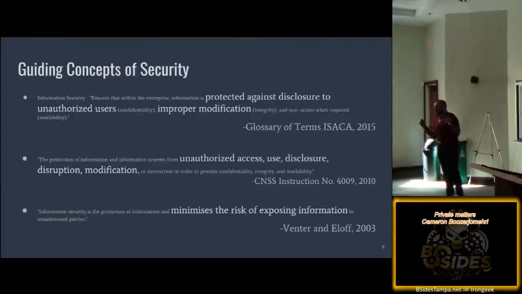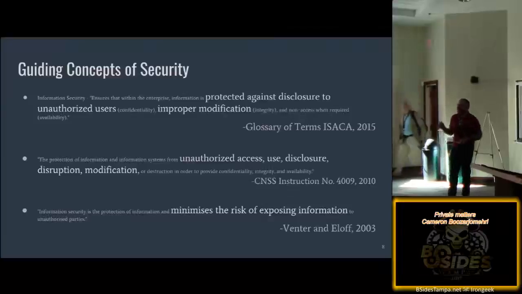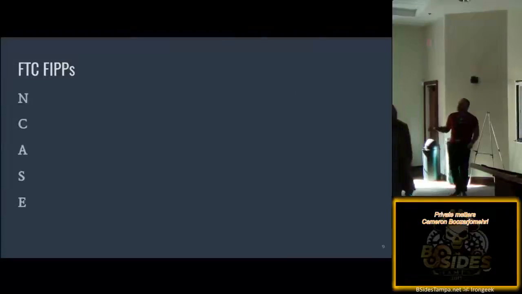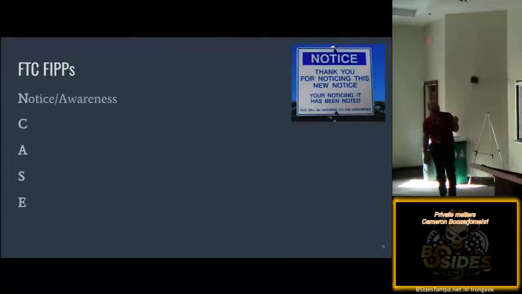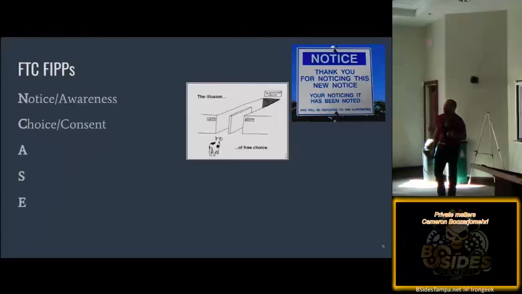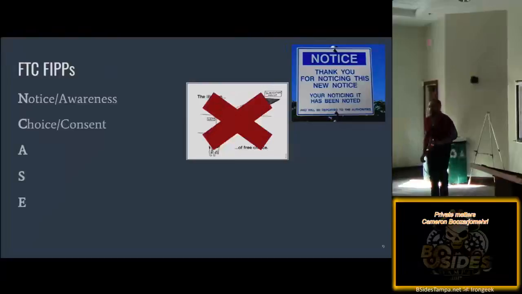But if your goal is, how am I going to protect my data, you're actually meeting a lot of the expectations of privacy. And in the United States, the FTC has written the Fair Information Practice Principles, which is my favorite acronym, NCASE, about how to approach privacy as an organization. If I'm going to collect data, I need to give notice and make it clear that I'm going to be collecting your data. I need to get informed consent and give them an actual choice. If they opt in, that's awesome. If they don't, I shouldn't collect their information.